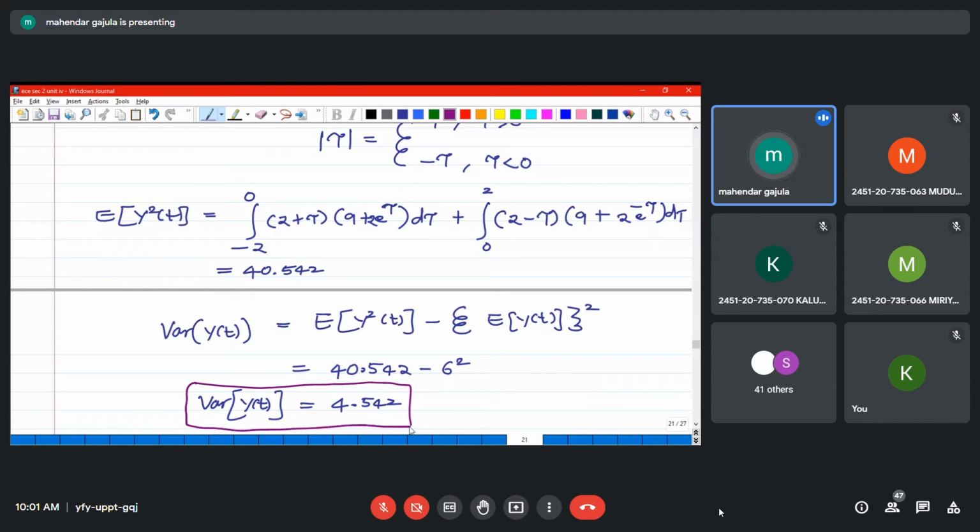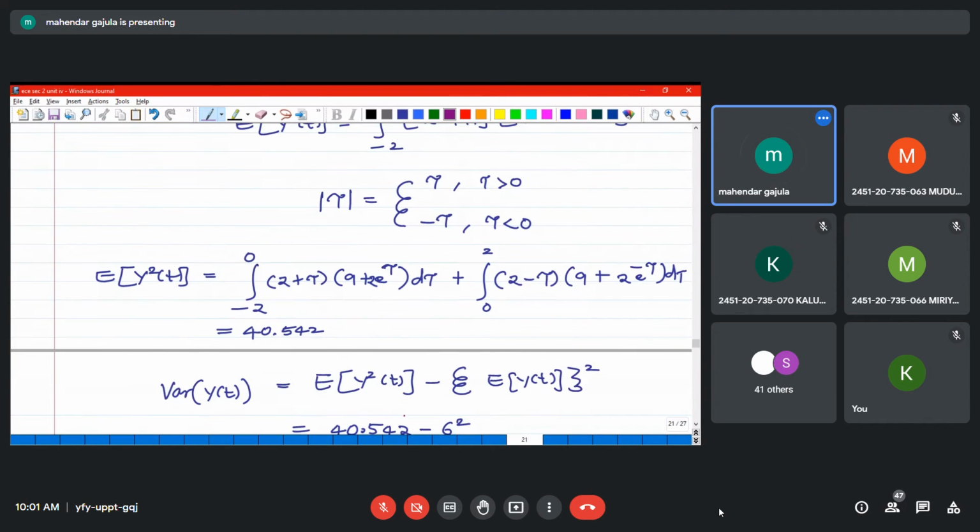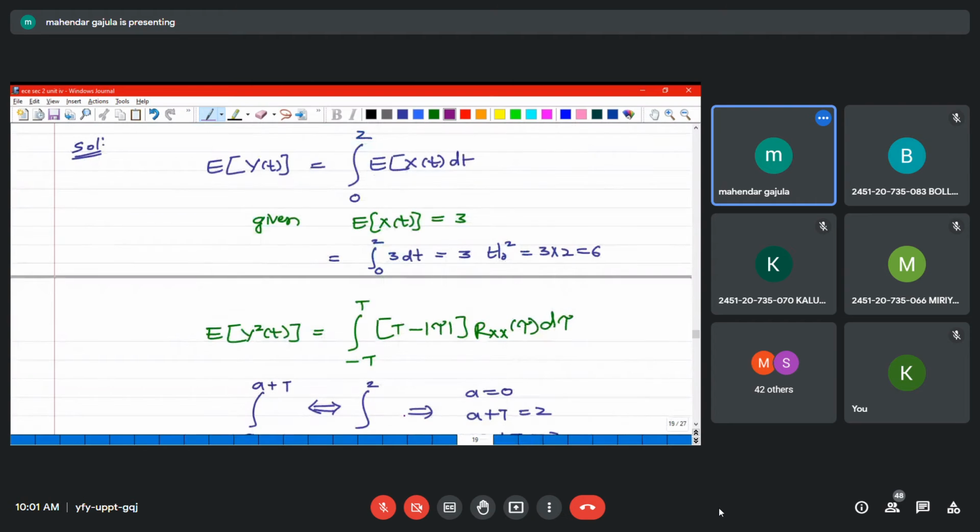This was the supply question. So any doubts in autocorrelation function, cross correlation function, covariance? Again it is hanging.